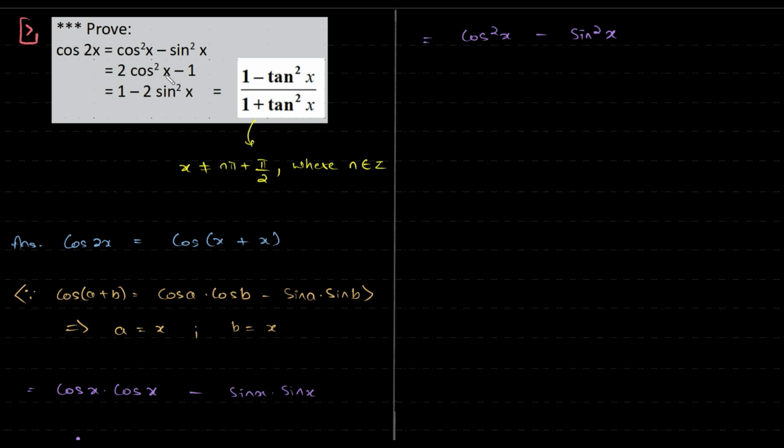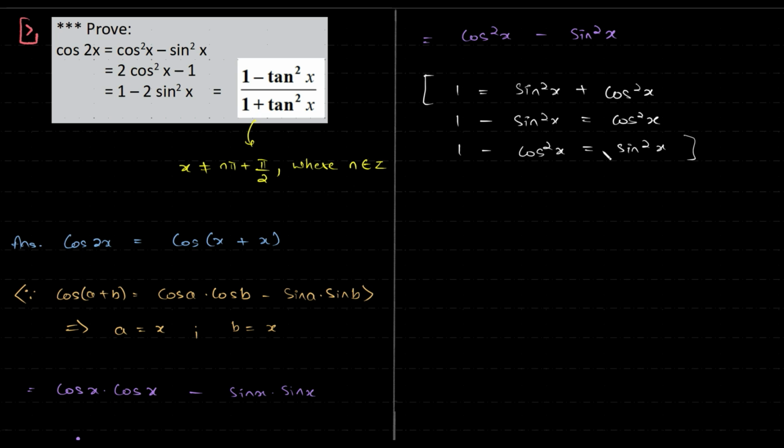Now, how do I derive the second and the third one? That's also quite simple, actually. We know that 1 can be written as sin square x plus cos square x. Agree? Now from this, what can I tell? I can tell that, let me rewrite in this manner, 1 minus sin square x is equal to cos square x, and also 1 minus cos square x is equal to sin square x.